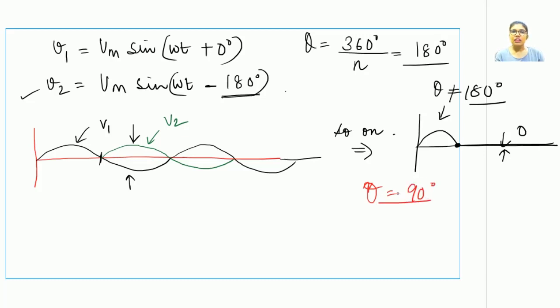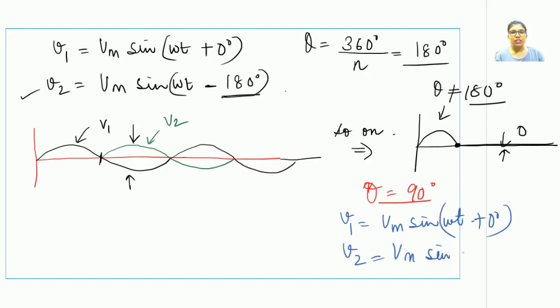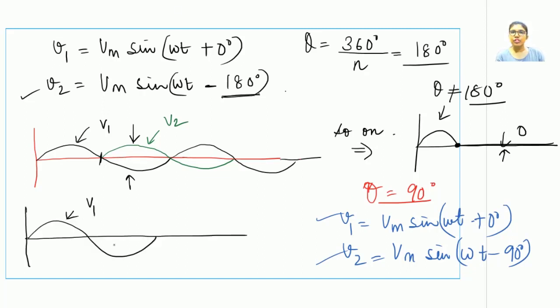Now let us see what happens if we are taking a value of phase difference as 90 degrees. First, we will see how the values of voltages are being represented. V1 can be written as Vm sin omega t plus 0, of course, because that is the reference, and V2 will be written as Vm sin omega t minus 90 degrees. Let us represent these two signals in the form of their waveforms. This is how V1 would be represented.